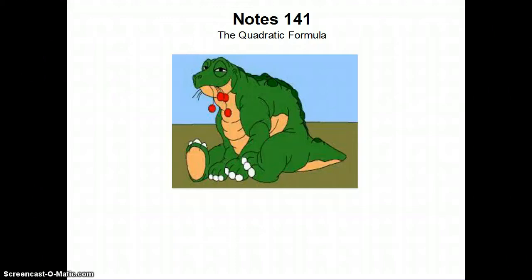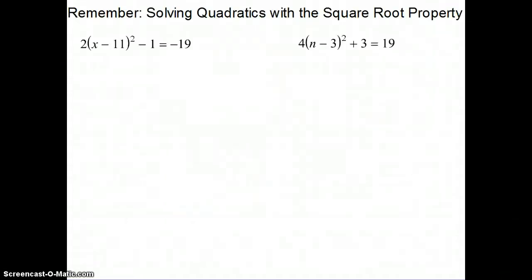Hey, today we're going to talk about the quadratic formula. This is another way to solve quadratics, except instead of factoring or using the square root property, we're going to apply a formula. First, I'd like to remember solving quadratics with the square root property.